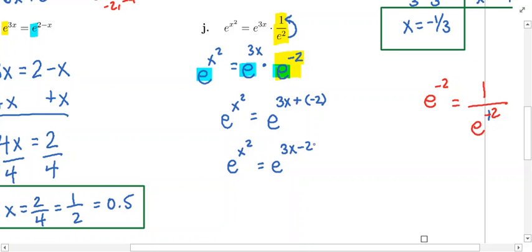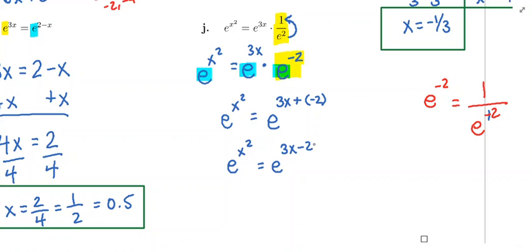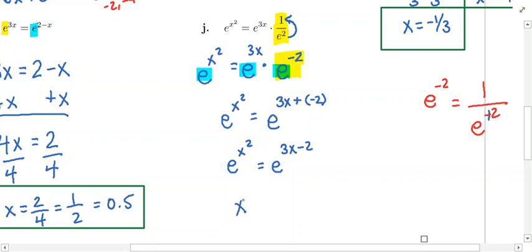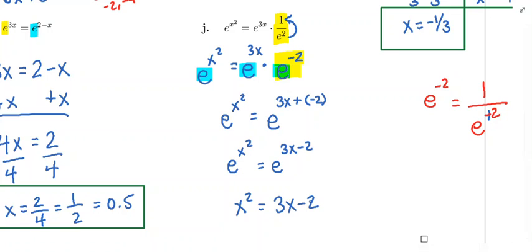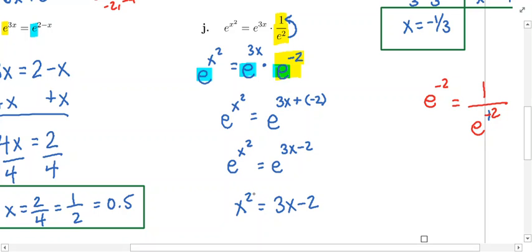Now you have 1 power of e is equal to 1 power of e. Now it's okay to equate the exponents. So we're going to have x squared is equal to 3x minus 2. We are no longer exponential. The x is out of the power. This is quadratic. The highest power of x in the whole thing is 2.